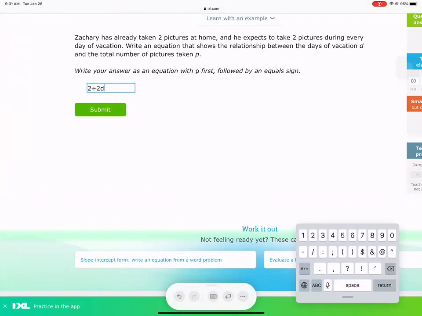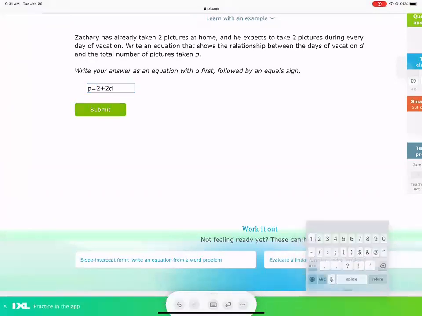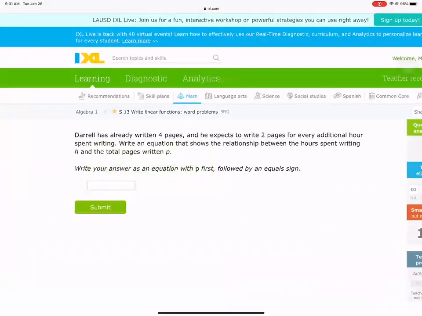So they want me to write P first, and if I don't write P first, they're going to for sure mark that wrong. P is equal to 2 plus 2D. All right, so here's a warning that they asked us to write the total first, so that's P is equal to 2 plus 2D. Let's submit. Now that's correct.